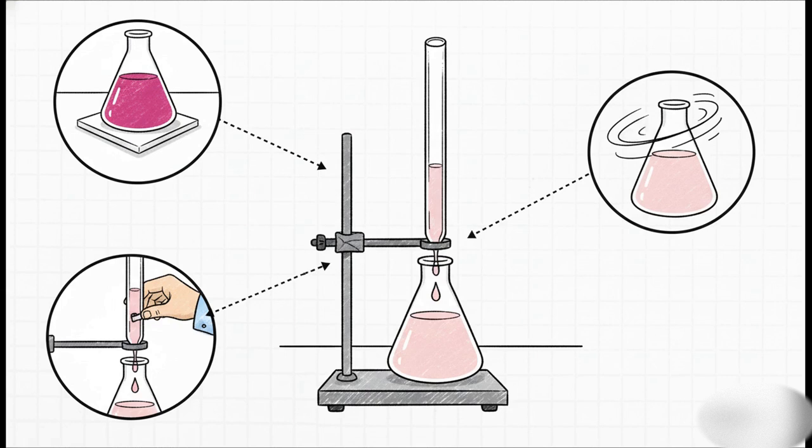Putting a white tile under the flask makes that color change just pop. Swirling constantly makes sure everything is mixed. But the most important skill? Slowing right down to a drop-by-drop pace when you think you're getting close, so you don't fly right past that endpoint. It's a real craft.